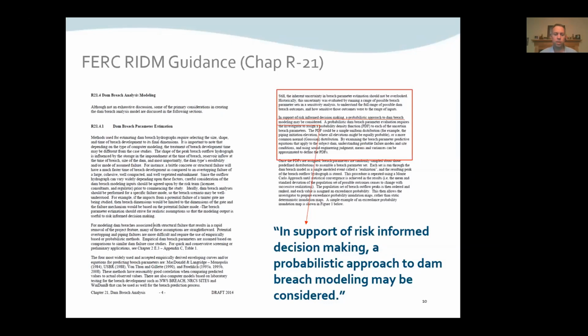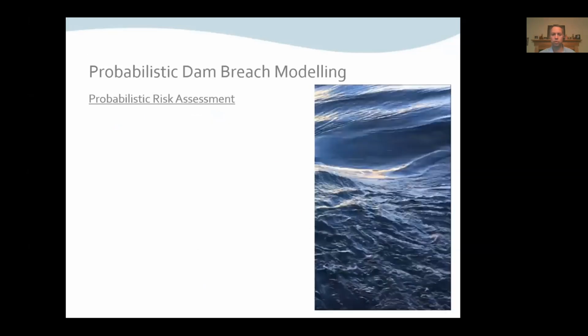And in there, deep in the dam breach parameter section, you'll see a section that talks about probabilistic dam breach modeling. And here specifically, it says, in support of risk-informed decision-making, a probabilistic approach to dam breach modeling may be considered. Now, it's not shall be or will be considered. It's maybe, because it doesn't necessarily always apply. But in this case, it's kind of demonstrating that this is of value. This is something that can augment the deterministic approach.